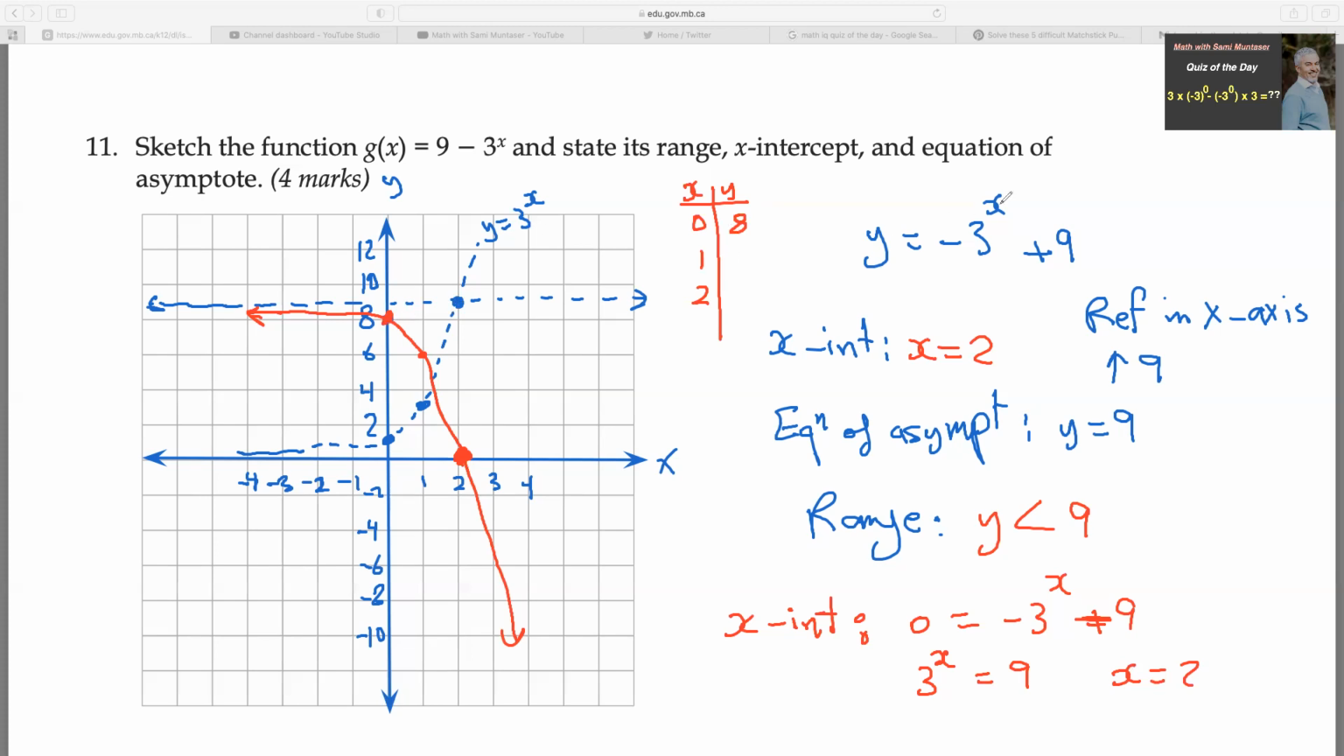And if you want to plug in 1, 3 to the 1 is 3. That makes it negative 3 plus 9 is 6. So you have a point at 1 and 6. And then if you sub in 2, 3 squared is 9. That makes it negative 9 plus 9 is 0. So that gives me 2 and 0. And that's your point right there. So this is another way, if you want to use a table of values, to solve this. Next question.